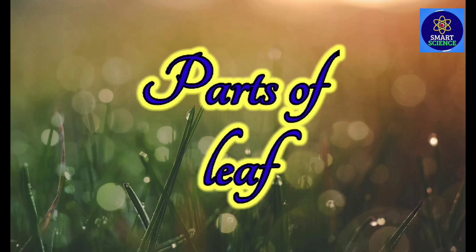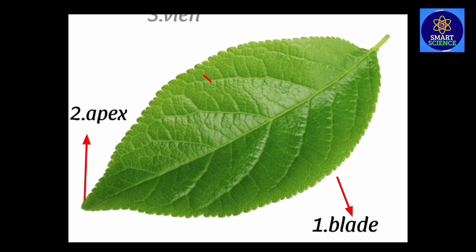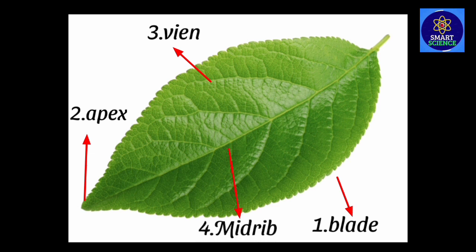Now we will know about the parts of a leaf. The flat, broad surface of the leaf is called the leaf blade. The tip is the leaf apex. The veins are small tubes that supply substances brought by the stem and branches to all parts of the leaf. The main vein which runs along the center of the leaf is called the midrib. And lastly, the petiole, or the stalk of the leaf, attaches the leaf blade to the stem. It helps in the supply of water and food, similar to the stem.